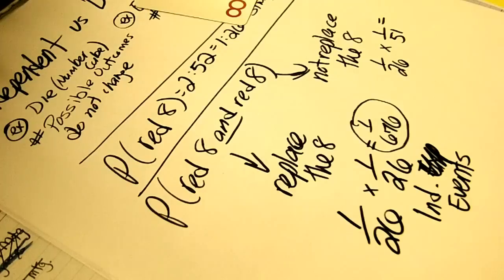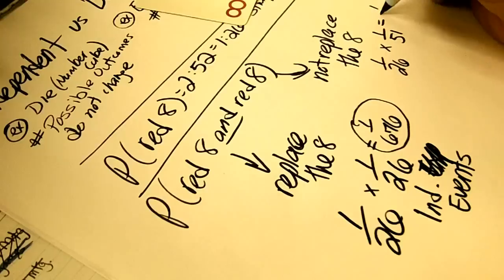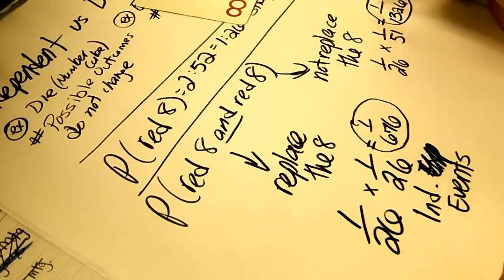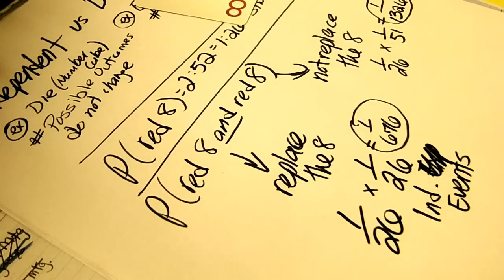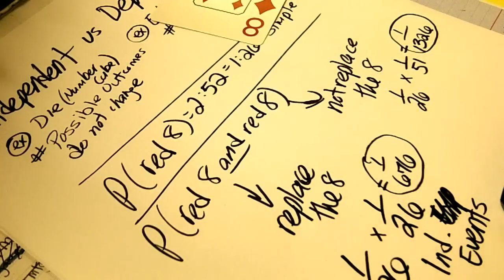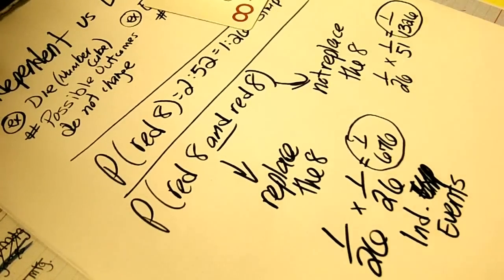I get 26 times 51, and that equals, wait a second. I get 1,326. Isn't that a weird answer? They're completely different. There's a big difference between the probability of independent events and dependent events.